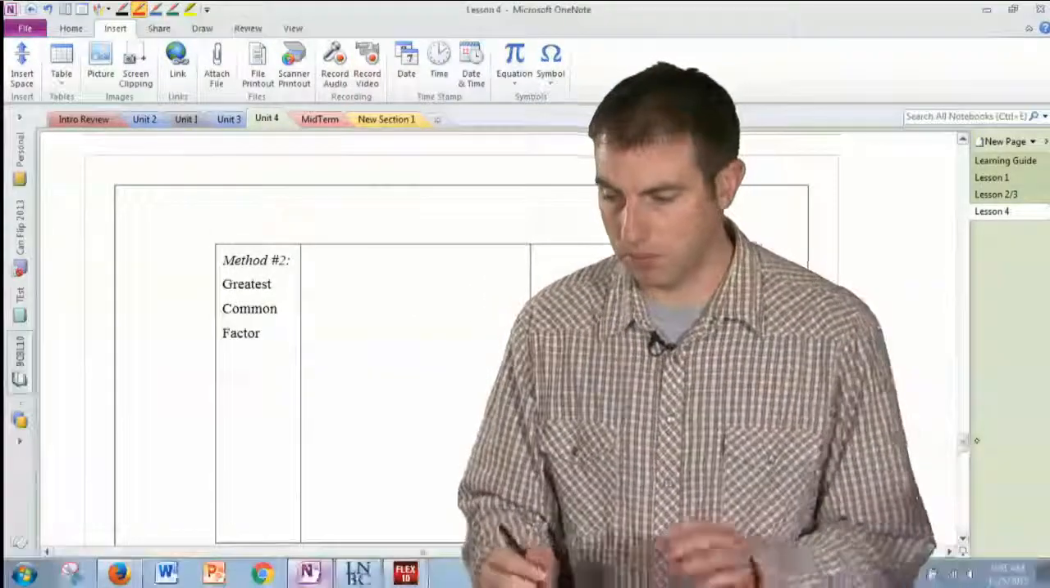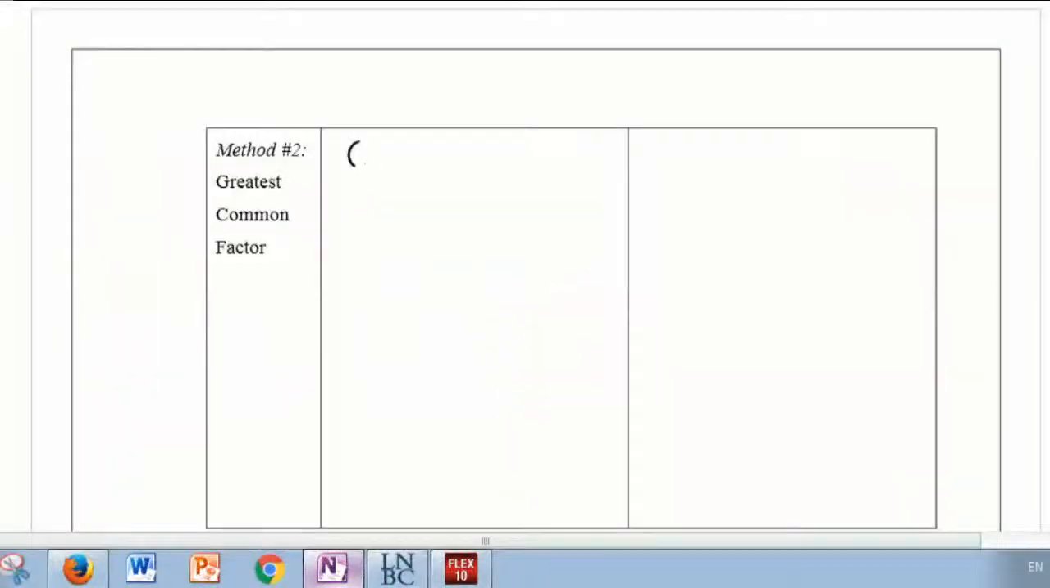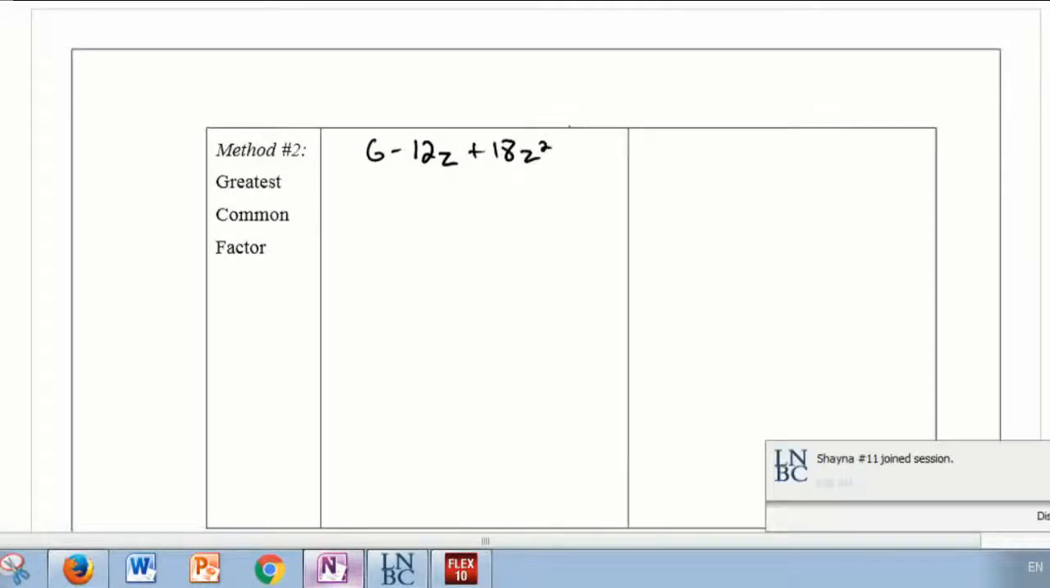Let's look at the same sort of question here with a trinomial instead of a binomial. So we have 6 minus 12z plus 18z squared. And then we also have 5 minus 10a plus 5a squared.